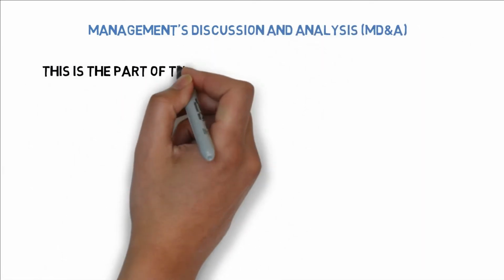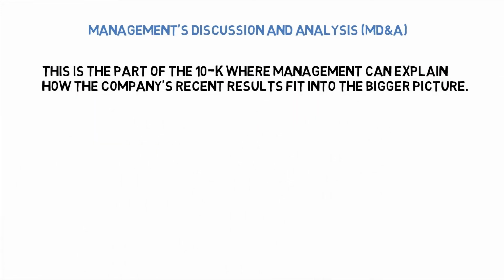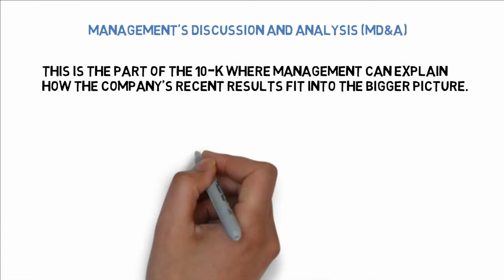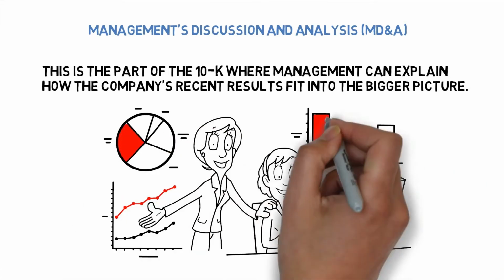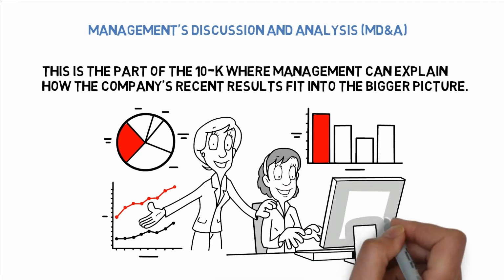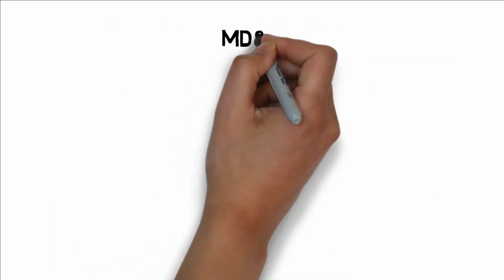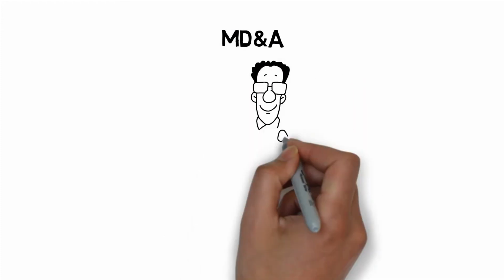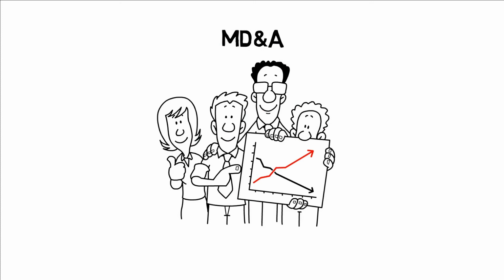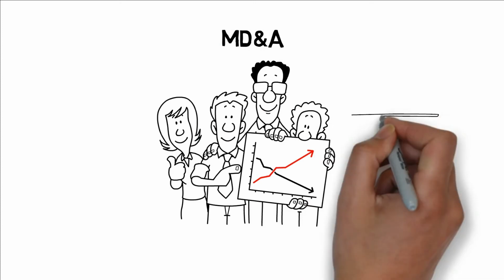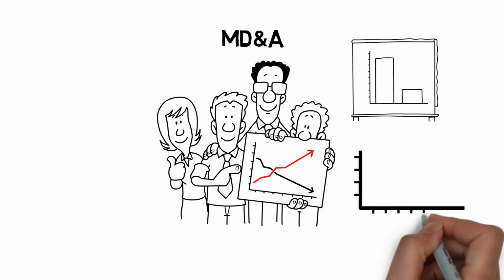This is the part of the 10-K where management can explain how the company's recent results fit into the bigger picture. This section, however, contains a lot of information that is redundant with the business summary section and should be skipped when reading the 10-K for the first time. The section of the MD&A the reader should concentrate on is where management explains the underlying economics of the business and the results of operations over the previous 3 years.